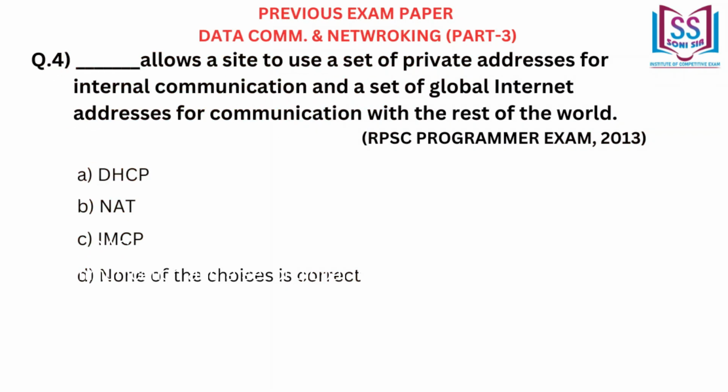Dash allows a site to use a set of private addresses for internal communication and a set of global internet addresses for communication with the rest of the world. A. DHCP, B. NAT, C. ICMP, D. None of the choices is correct.